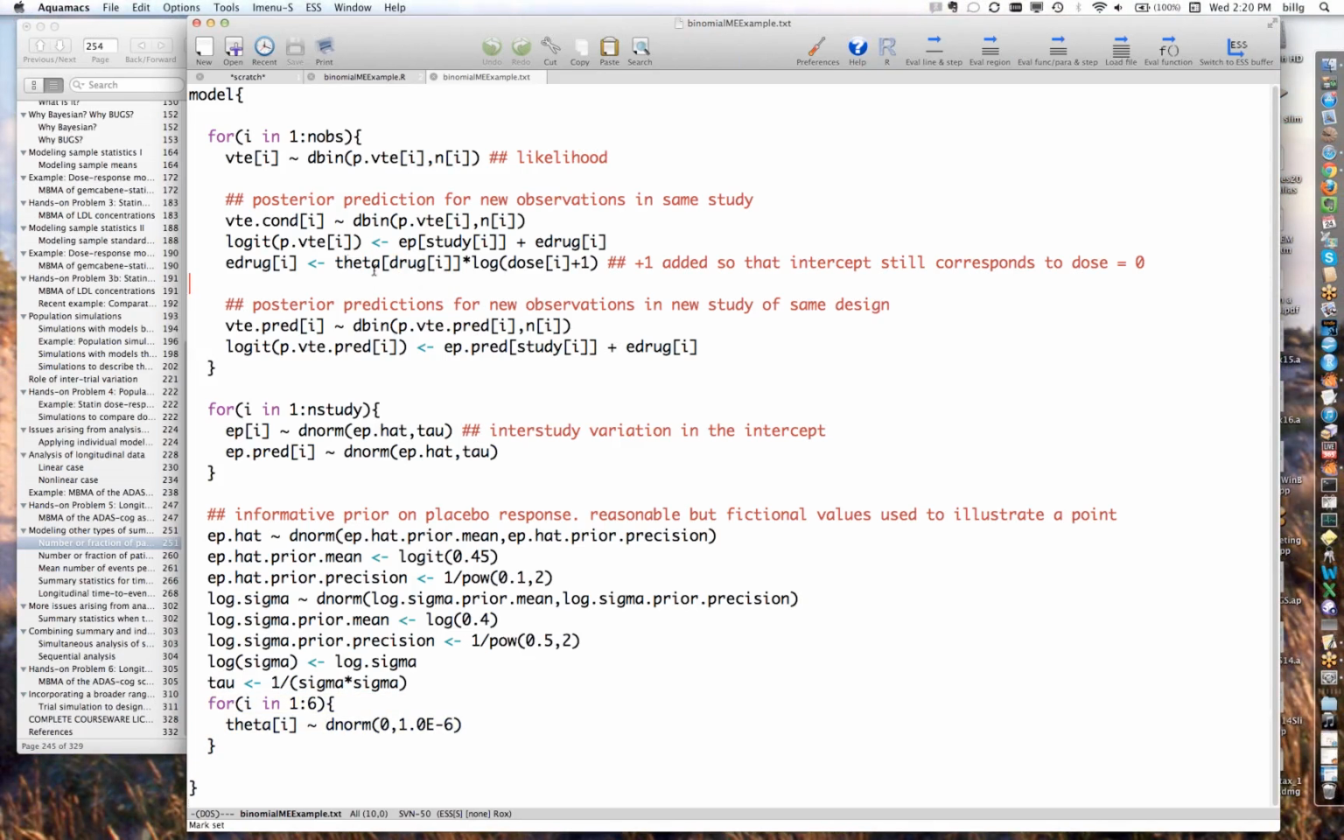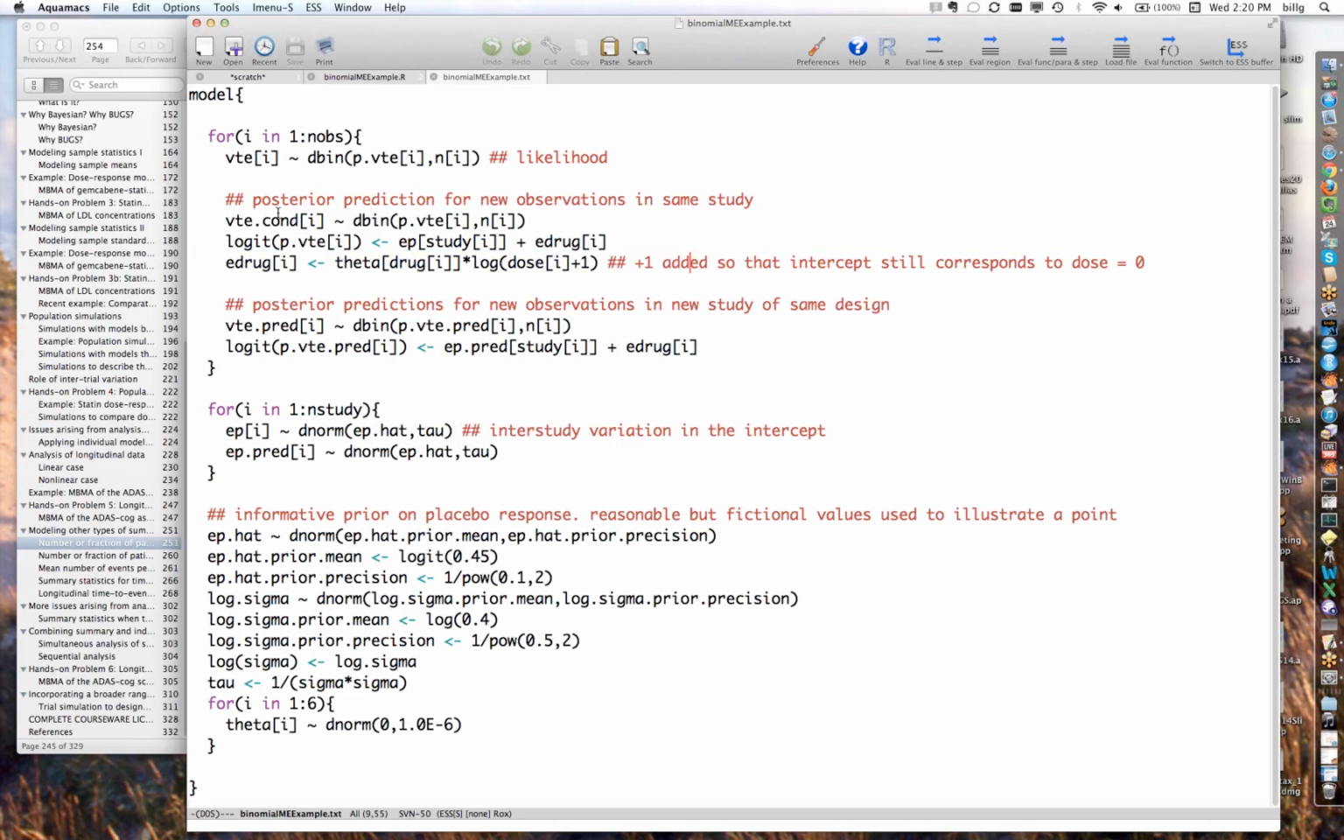So we've got 6 different possible drugs. So drug will have to be passed as a data item and take on a value of between 1 and 6 in here. And again, that's multiplying log of the dose plus 1 part of this. Okay, that's really the core of the model.